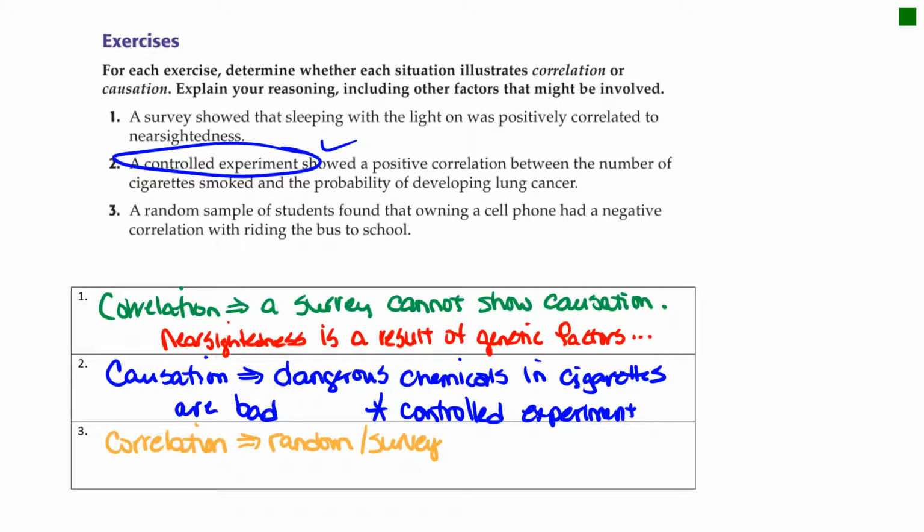And what else could have a negative connotation with riding the school bus or having a cell phone? Maybe people that own cell phones live close to the school. Maybe people that own cell phones have parents that drive them to school. Maybe people that don't own cell phones live out in the county and it's farther away because they have no cell service. I don't know. So you can come up with something there.